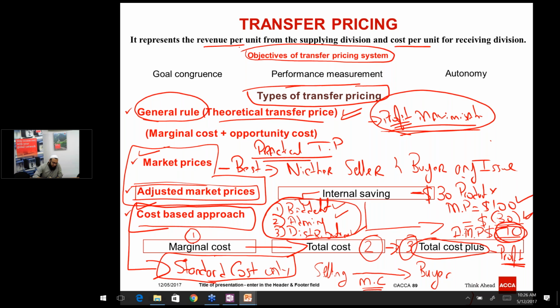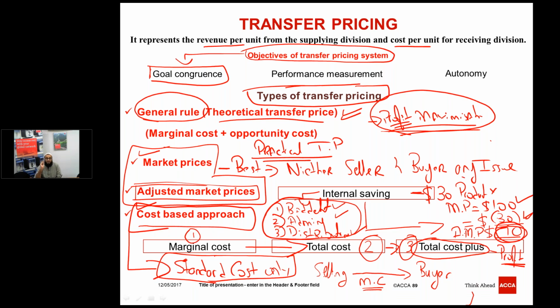The last thing before we move on to the next area is objectives of transfer pricing system. A good appropriate transfer price will ensure goal congruence. Now, what is goal congruence? Listen very carefully so that there is no confusion. Goal congruence means that the individual departmental managers are working in line with the group's policy, and there is no conflict, no dysfunctional behavior. So the transfer pricing system objective is to ensure goal congruence.